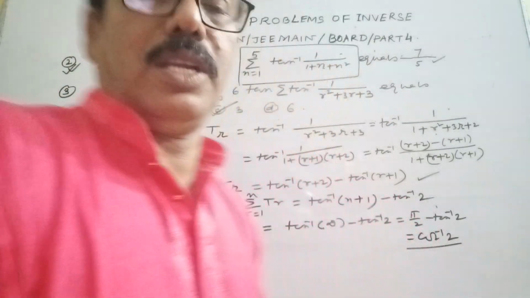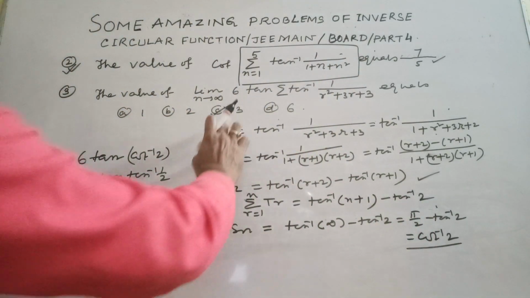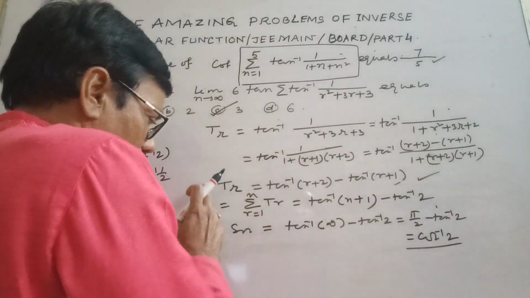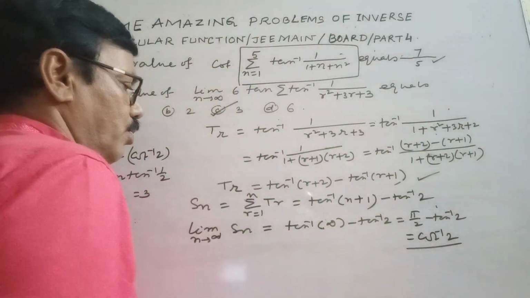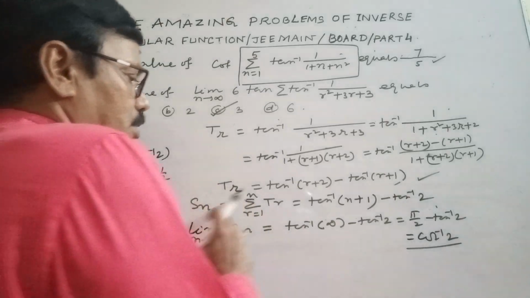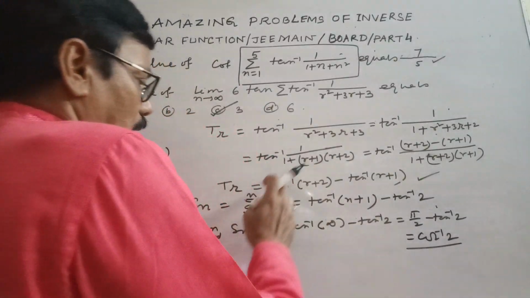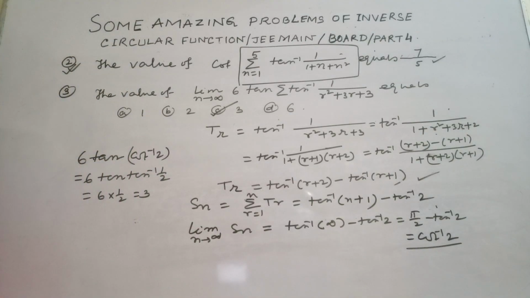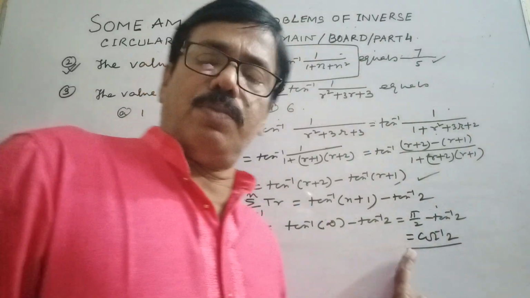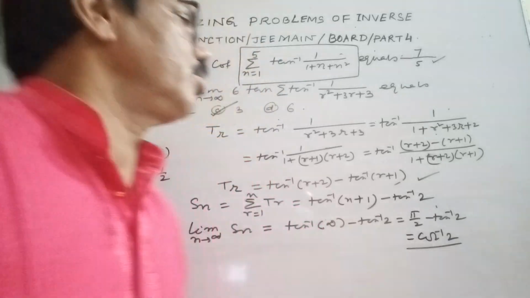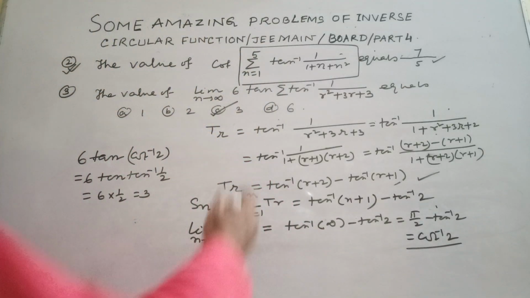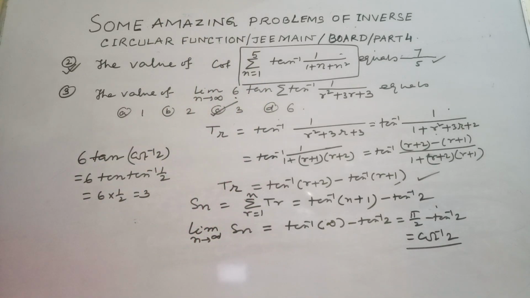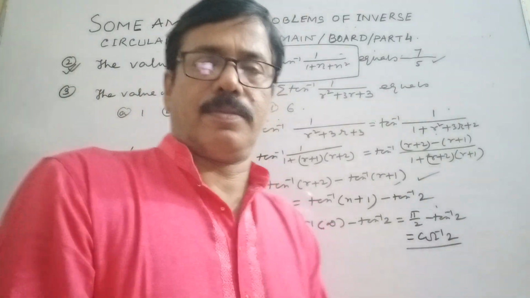So this is to be noted. Express here in terms of difference of 2 tan inverse. Find Sn, the sum of n terms. So you always remember it will be obtained by putting highest value minus lowest value. Then if it is sum up to infinity, put n equals infinity. Now to be noted here, 6 is given, so it is multiplied by 6.